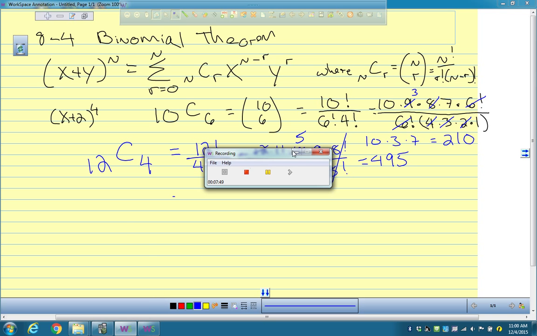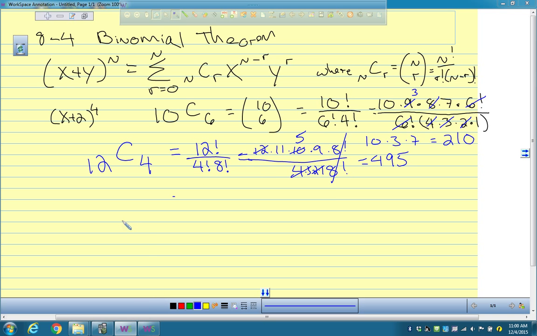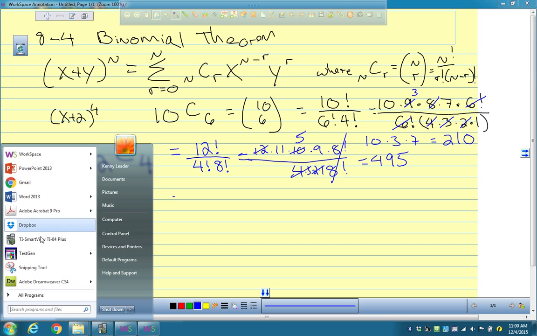We're recording. So another way to do this is using your calculator. That's kind of the cheater method. But on a test, you will be able to use your calculator, but I'm going to ask you to show how you would do it by hand.